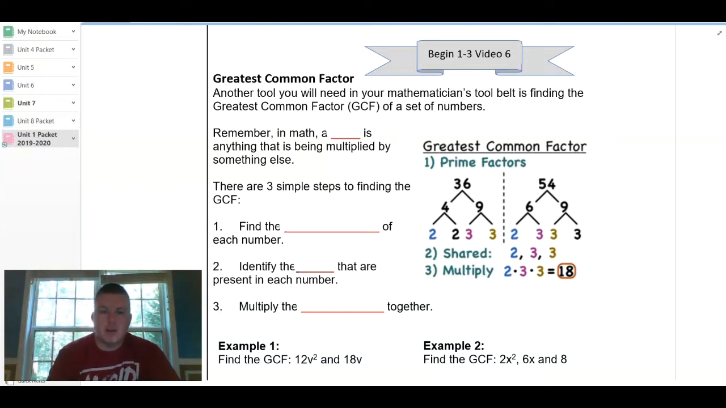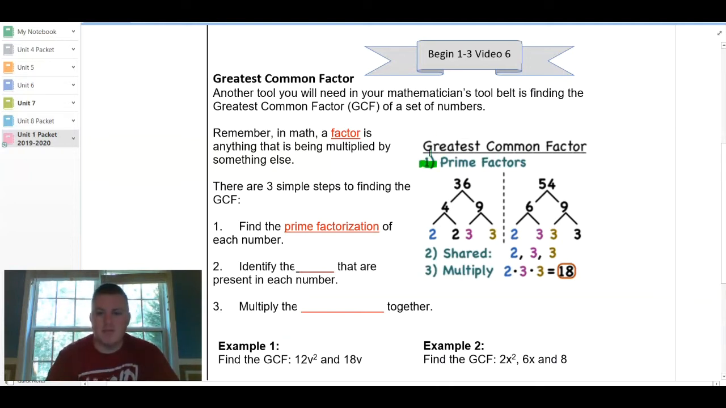And to think about what a greatest common factor is, we kind of have to first talk about what a factor is. If you remember, a factor is anything that is being multiplied by something else. We are going to have 3 steps to finding the GCF. The first is going to be finding the prime factorization of each number. The way you've probably seen this done in the past, and how we're really going to do it moving forward here as well, is by making a factor tree. And that's what we have over on the right here with step number 1.